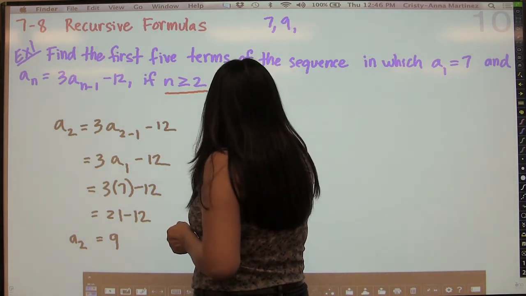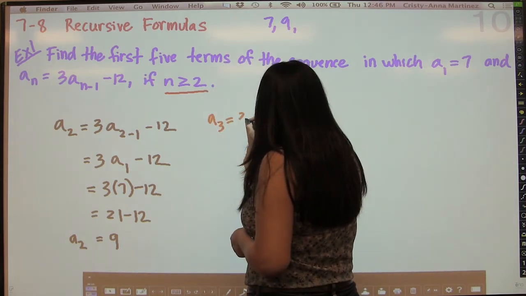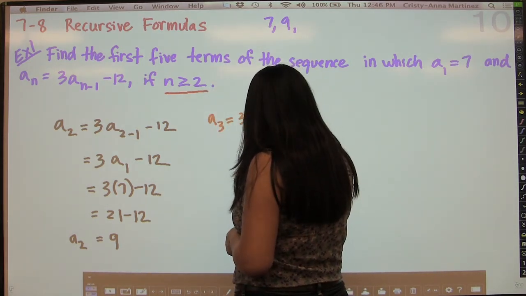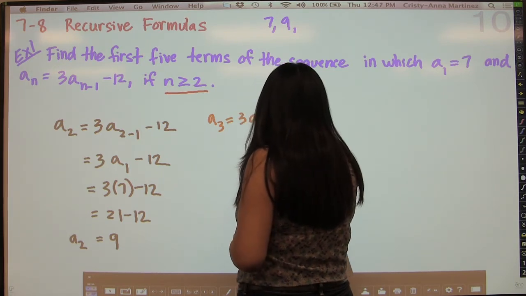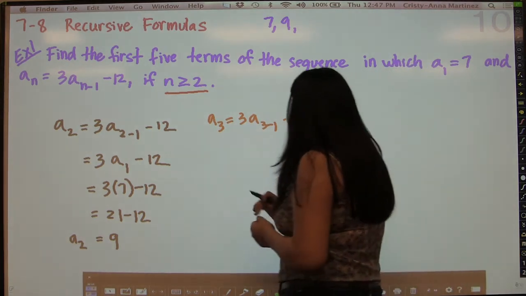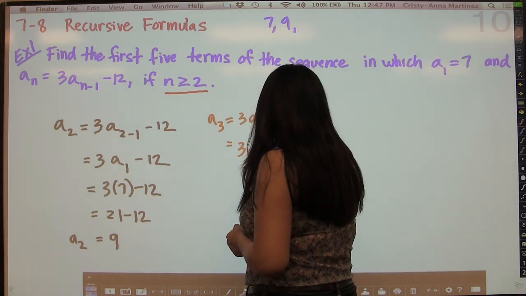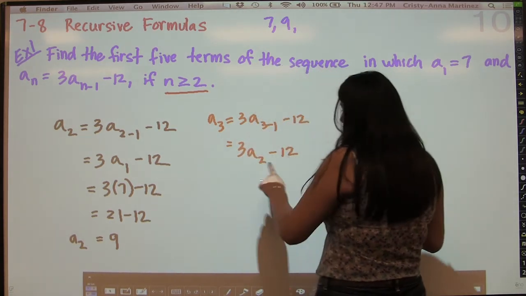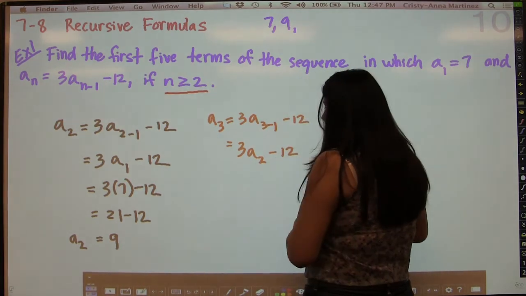We want now a sub 3. That's going to be 3 times a sub 3 minus 1 minus 12. So you see how each time 3 minus 1 is now going to give us 2. And we already know what a sub 2 is because we figured it out previously. So it's always based on the previous answer.